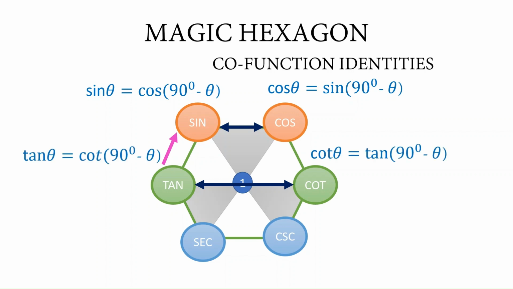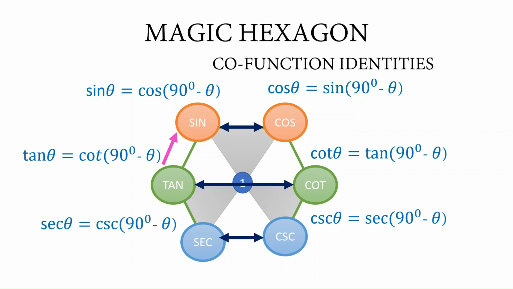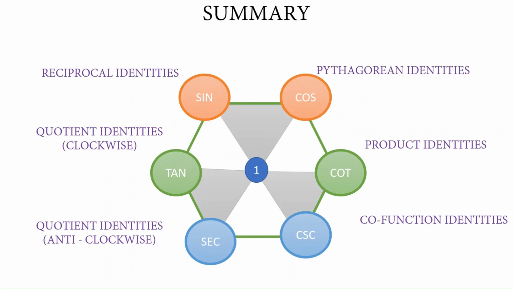of 90 minus theta. At last, we have secant and cosecant. Cosecant theta can be written as secant of 90 minus theta, or secant theta can be written as cosecant of 90 minus theta. In this video, we have seen how to use the magic hexagon or super hexagon to recollect different trigonometric identities like reciprocal identities, quotient identities, Pythagorean identities, product identities, and co-function identities.